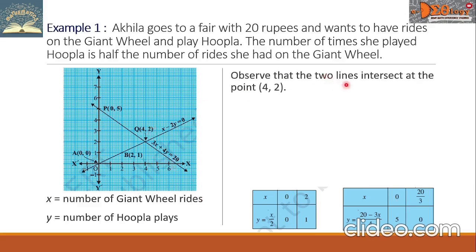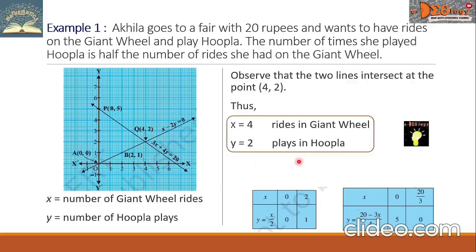Observe that the 2 lines intersect at the point (4, 2). In this case, we say that x equals 4 because this is the x coordinate. Therefore, Akila got 4 rides on the giant wheel. And for y equals 2, it means this 2 is the number of hoopla plays. And this is now the final answer.